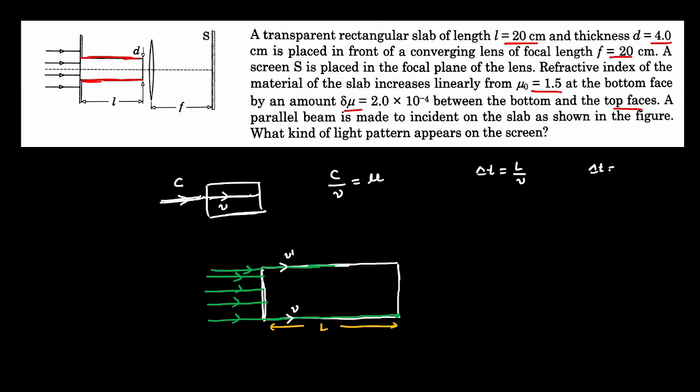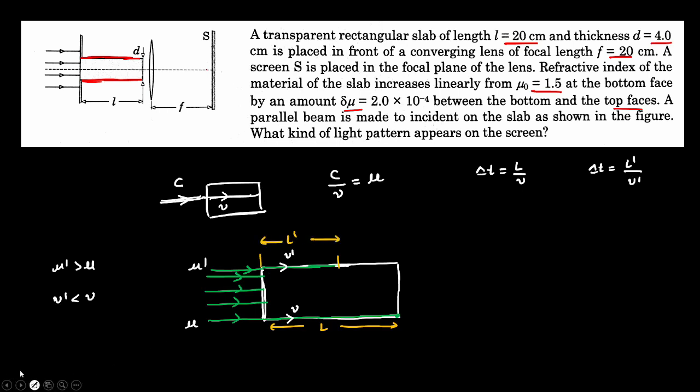So delta t equals, since the speed is different, the distance is also different. Let me take it as L dash. Since the topmost point has higher refractive index, mu dash is greater than mu. So the speed of light at the topmost layer is less than the speed of light at the bottommost layer. So for sure the length covered there is going to be small. From here to here, the length is L dash.